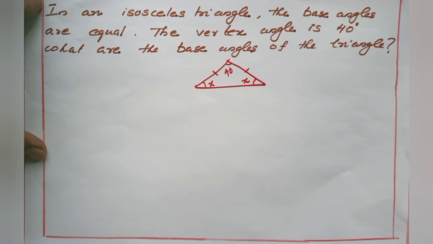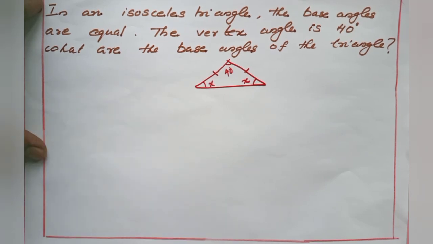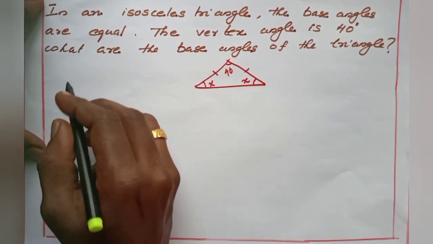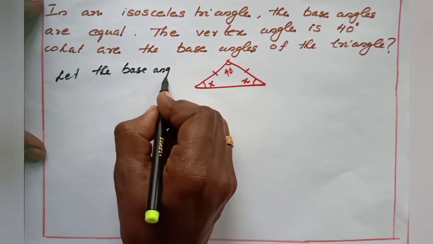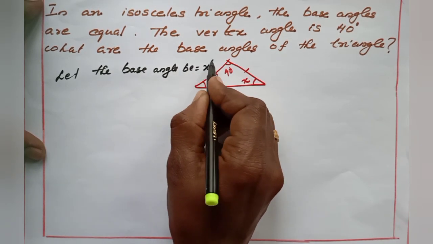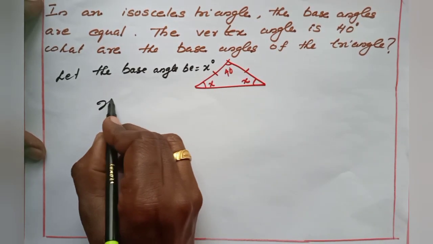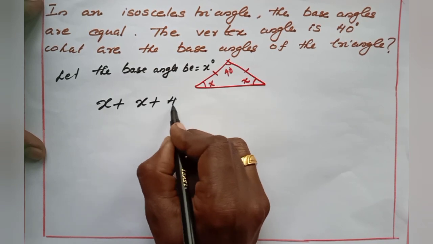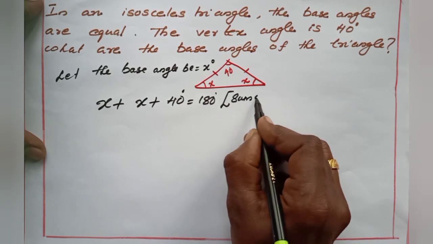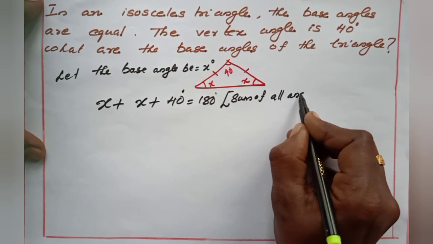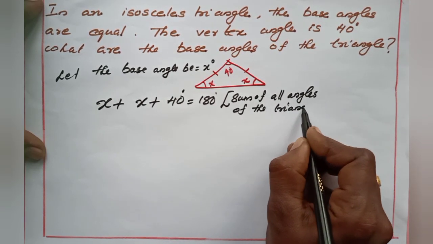What are the base angles of the triangle? Let the base angle be x degrees. We know the sum of all angles of a triangle is 180 degrees. So x plus x plus 40 degrees equals 180 degrees. What is the reason? The sum of all angles of a triangle is 180 degrees.